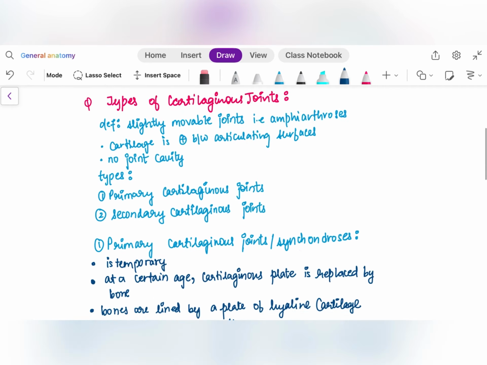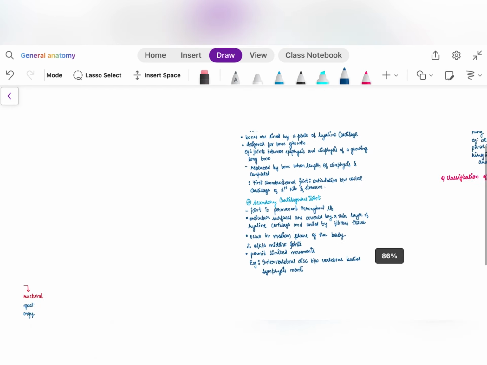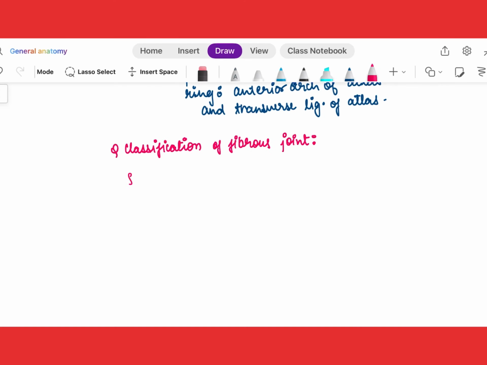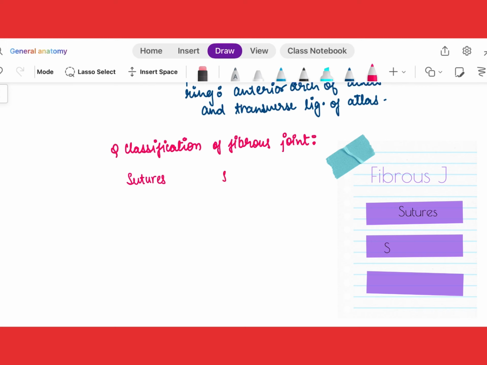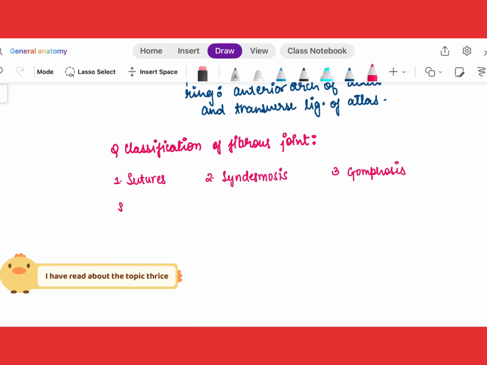So now you have seen the contents I have written till now, and I am on the topic of fibrous joints. There are three types of fibrous joint. First is sutures, second syndesmosis, and third is gomphosis. Now that I write the names of the classification, their features and whatever content is important, I have made sure that I have read about the topic at least twice and have learnt it properly.